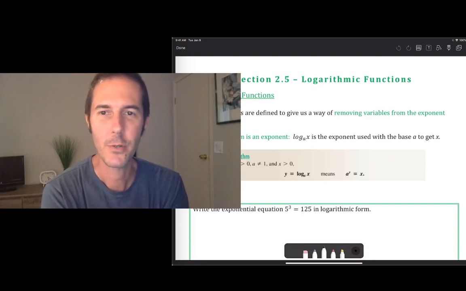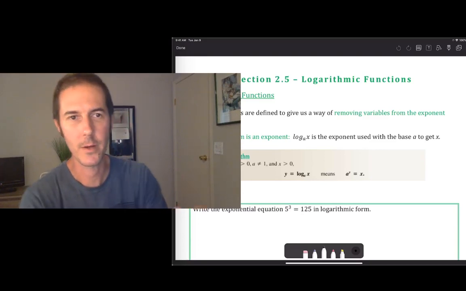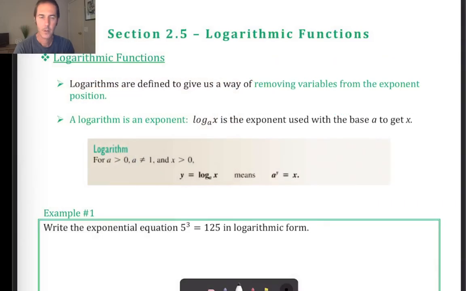Welcome to Elementary Calculus, Chapter 2, Section 5, where we're going to talk about logarithmic functions. And the first thing we need to do is have a look at what is a logarithmic function.